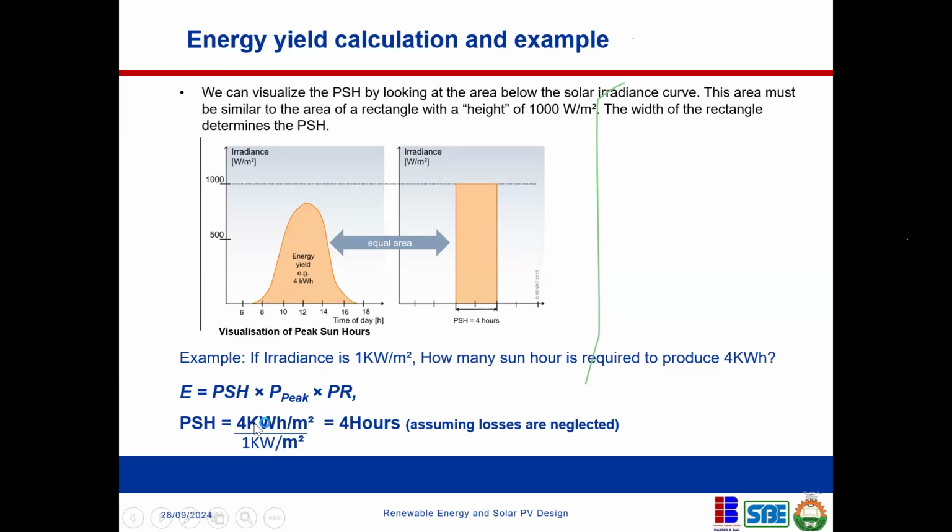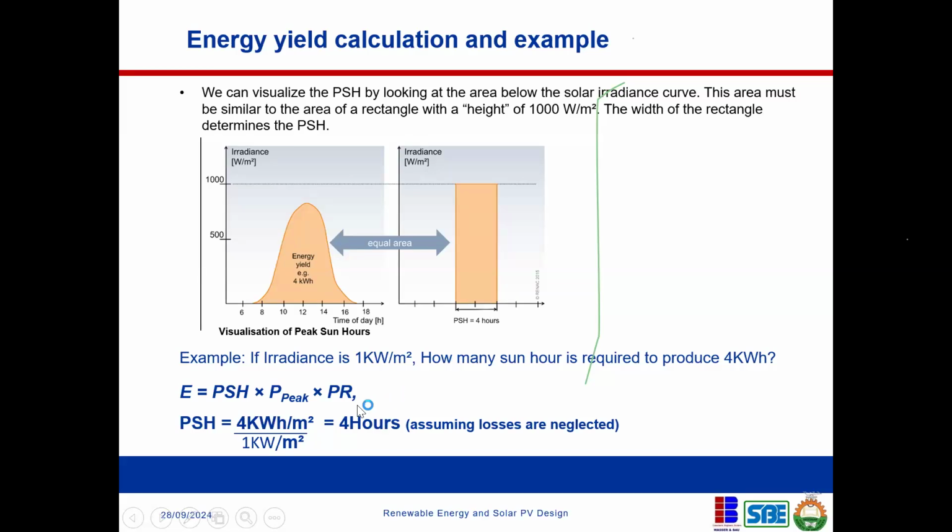So here we have the energy yield, which is 4 kilowatt hours. Now, I want you to understand something. A little bit of calculation has already been done here. The irradiance is 1 kilowatt per meter square, and the energy yield is 4 kilowatts. If you multiply 4 by 1, you have 4 kilowatt hour per meter square. So that has been calculated already. Now, if you divide that by 1 kilowatt per meter square, the kilowatt will cancel the kilowatt, the meter square will cancel the meter square. What you're left with is the hour, correct? So what you have here is 4 hours.